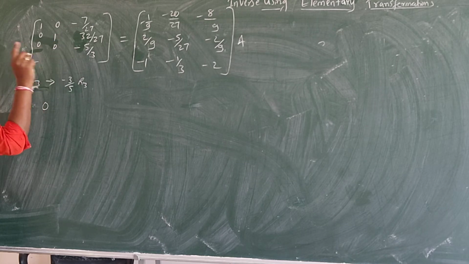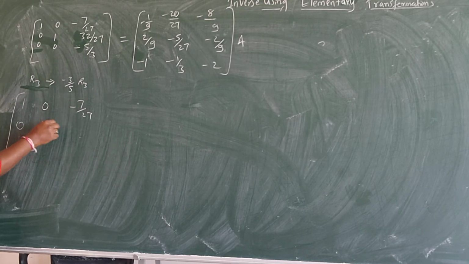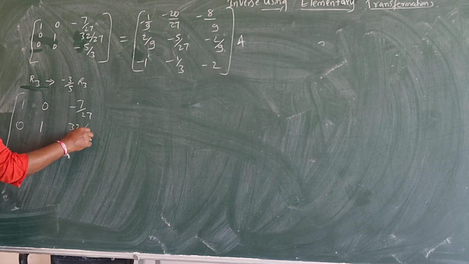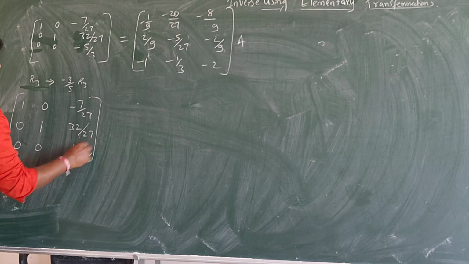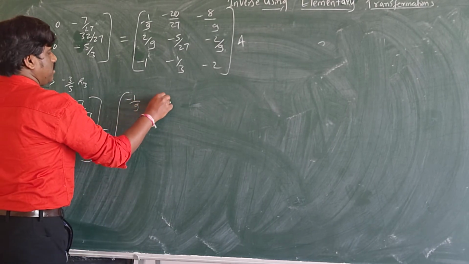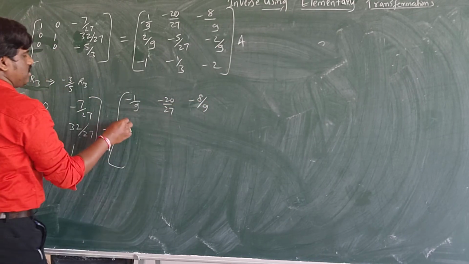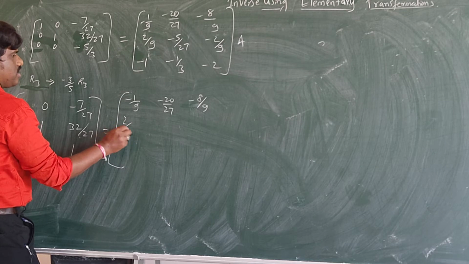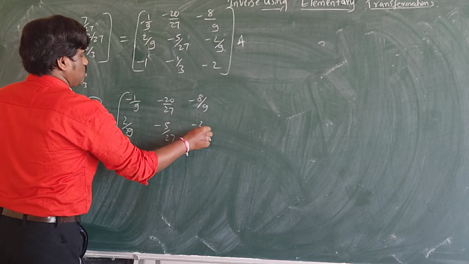Now I have to multiply only R3, right? Not these all. So R2, R1 will be same, no change. Only R3, what I get? 0, 0, 1. And this is equal to what I get here? Minus 1 by 9, minus 20 by 27, minus 8 by 9, 2 by 9, right? Minus 5 by 27, minus 2 by 9.